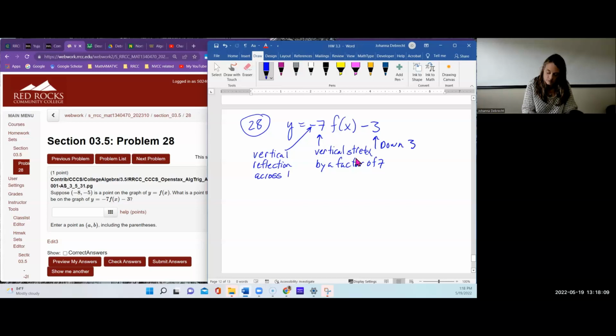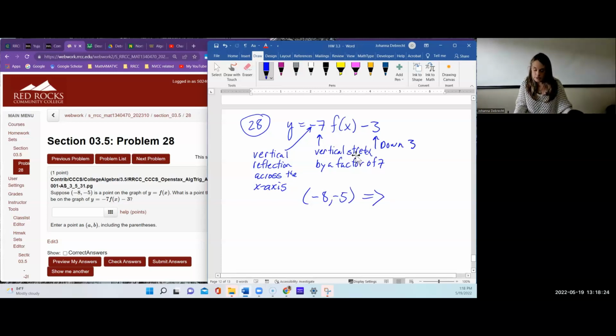Let's put it all together and see what happens to the point -8, -5. What does this get transformed to? It won't be equal, but it's transformed. Well, we know, for example, that the first thing we want to do is stretch it vertically by a factor of 7. We always have to do the multiplication parts before we do the addition and subtraction.